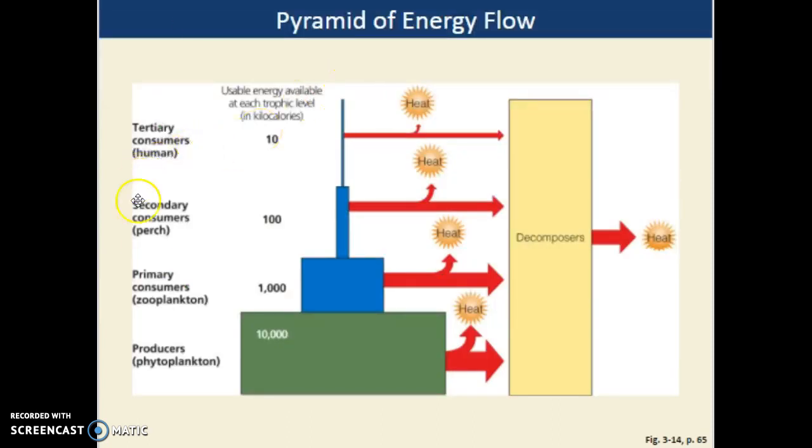So here's kind of what I'm talking about. If we're up here in this example, we've got phytoplankton up to humans. If we start with 10,000 units of energy that the producers harness, the human only gets 10 units of energy, 10 kilocalories in this example. At each level, we drop a zero, we lose 90% of the available energy. So again, that explains why apex predators, such as ourselves, have to eat all the time.